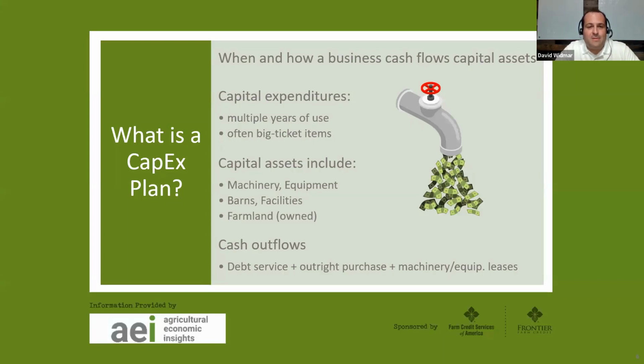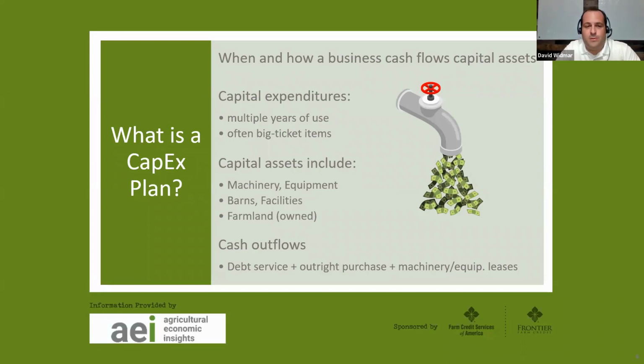Well, these are typically assets that have multiple years of use. And so we're making a decision to buy or lease today, or in 2021, and there's going to be implications that last for many, many years. And they're often very big ticket items. We're talking about pieces of equipment or farmland. These are going to be very substantial impacts to our balance sheets, but also maybe our income, but especially our cash flow statements.